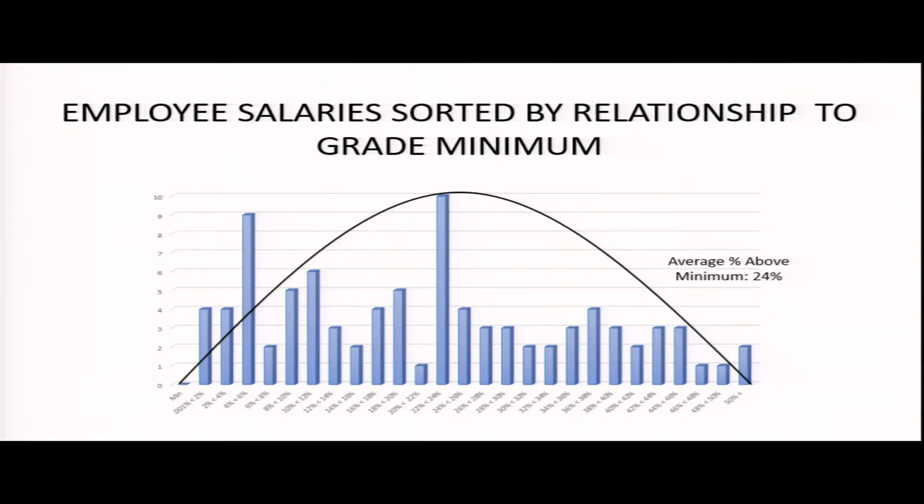Your average employee salary above minimum is 24%. Now, your salary range, from a minimum salary to a maximum salary, is 50%. Your average salary is 24% above minimum, almost perfectly right there at the highest point of that bell curve.